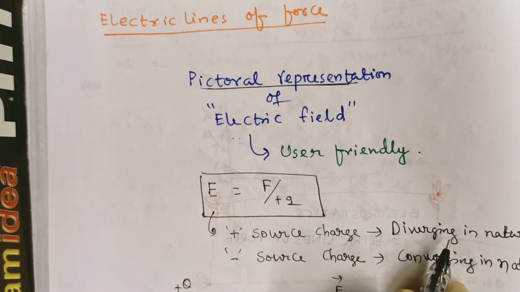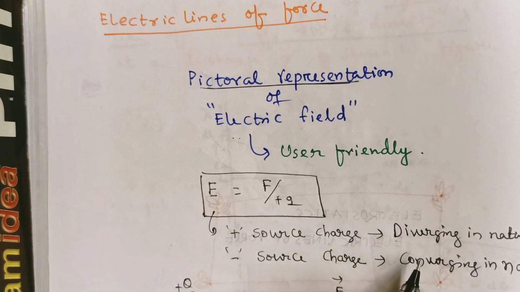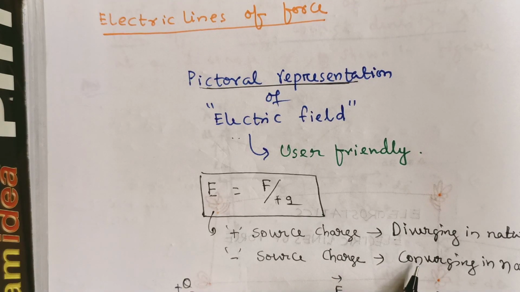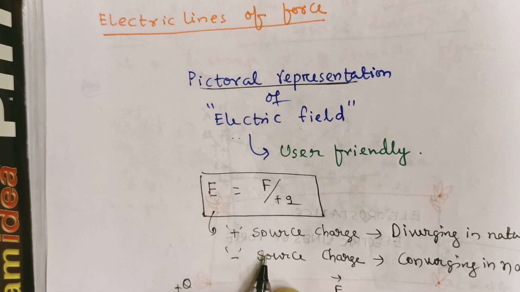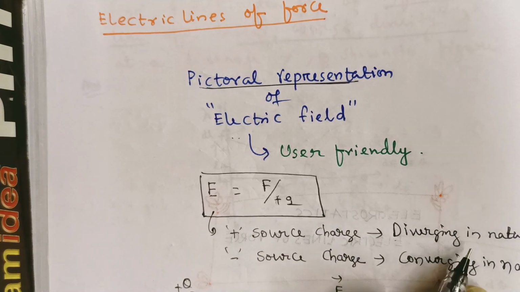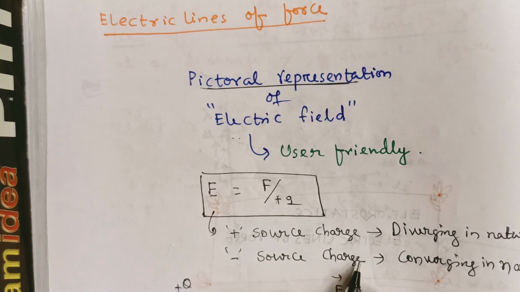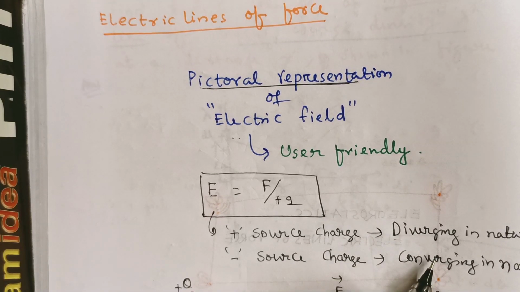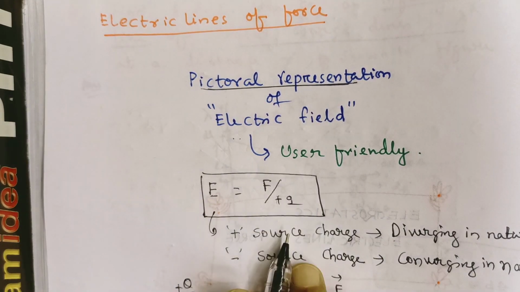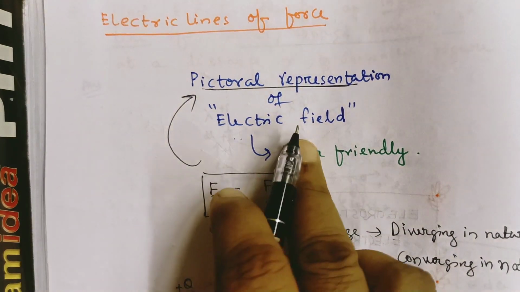In the previous class we discussed this. If the source is a negative charge, then it will attract the positive test charge. That's why the nature of the electric field is converging. Again I am repeating: for a positive source charge, the nature of the electric field is diverging, and for a negative source charge, the nature of the electric field is converging. Now we will go into a pictorial representation of the electric field.